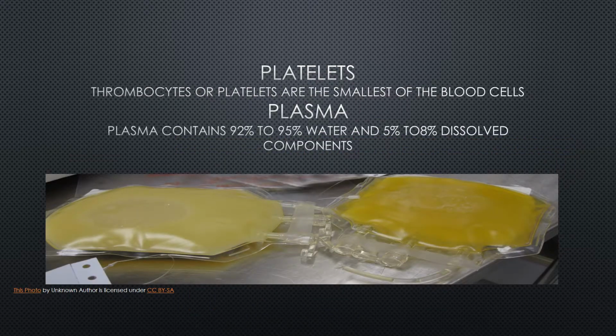The smallest of the blood cells are called thrombocytes or platelets, which average about 3 microns in diameter. They are also produced in the red bone marrow in the bones. Plasma is the liquid in our blood. This is where we find formed elements suspended, as well as other substances that are dissolved in it. Our plasma contains 92% to 95% water, and the dissolved components make up about 5 to 8%.